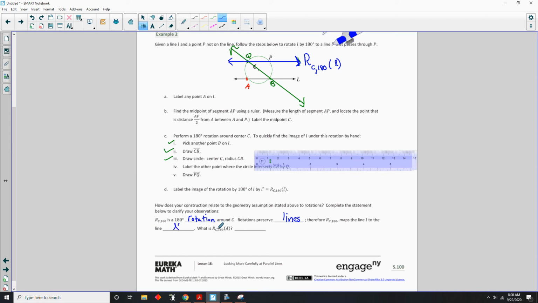What is the rotation about C 180 degrees of A? What point rotated 180 degrees? What did this point become when we rotated line L 180 degrees? And the answer to that is point P.